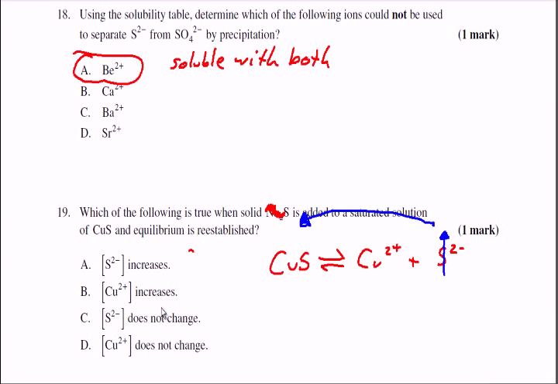So let's go through some of these things right here. We add sulfide ion, that's going to increase. Yeah, that's true. Cu2+, no, we just said that's going to decrease, so this is actually the opposite. S2- does not change, no, we said it's going to increase. And Cu2+ does not change, no, it's going to decrease. So it's going to shift left, and this is going to decrease right here, and more is going to precipitate out. So our answer right here is 19A.